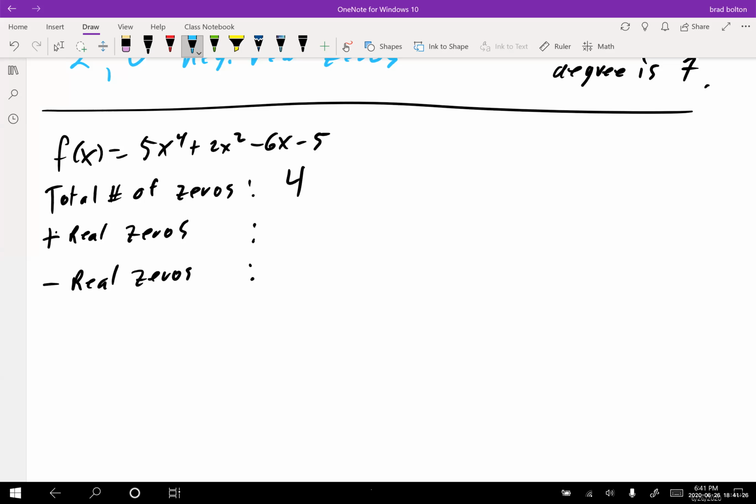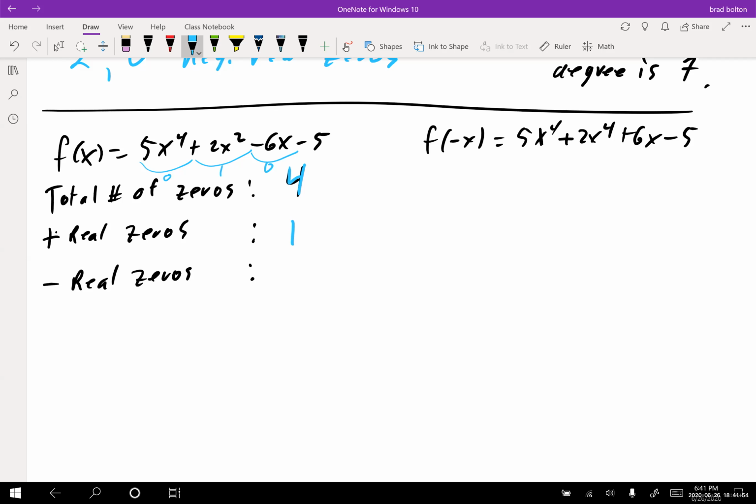And then if we do sign changes, from here to here is no sign change, from here to here is 1 sign change, and from here to here is no sign change. So that means that we have 1 possible real positive zero, right? Okay, now let's do the negative. So now we have to do f of negative x, and that's going to be 5x to the 4th still. This will be plus 2x squared. Now this one will become plus 6x and then minus 5.